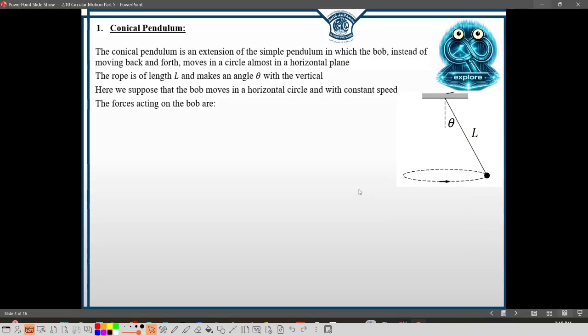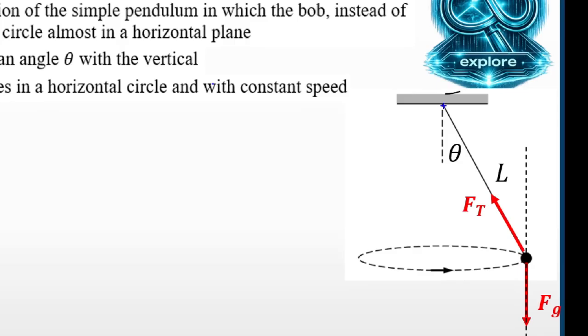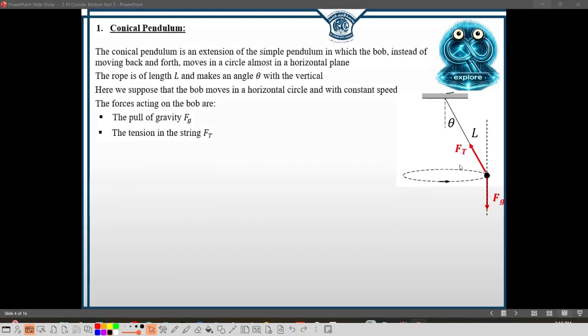The forces acting on the bob are, first, the force of gravity, and the second force, since the bob is connected with the string, is the tension force. Now, since the angle between the string and the vertical is theta, the angle between the string in this direction and the vertical is also theta. So this is theta.